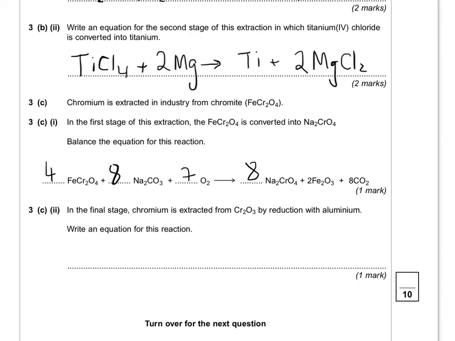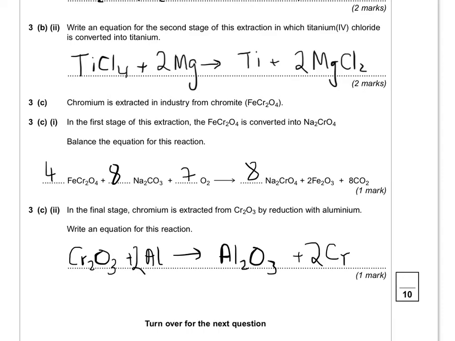In the final stage, chromium is extracted from Cr2O3 by reduction with aluminium. Write an equation for this reaction. So you've got chromium oxide plus aluminium. This isn't the one you learn, but you should know that aluminium oxide is Al2O3, and you'll make your chromium. The oxygen's already balanced. You're just going to make 2 chromiums, and you need 2 aluminiums in order to do that.